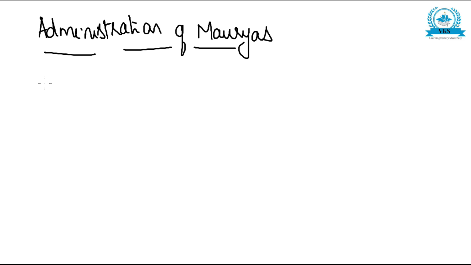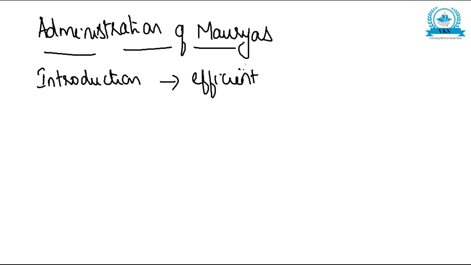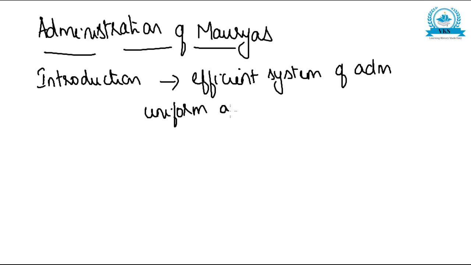So regarding Mauryan administration, you can just write an introduction in the beginning. That is, the Mauryans established a very efficient system of administration. They were the first to establish uniform administration throughout the empire. And Arthashastra played an important role in the administration of Mauryas.